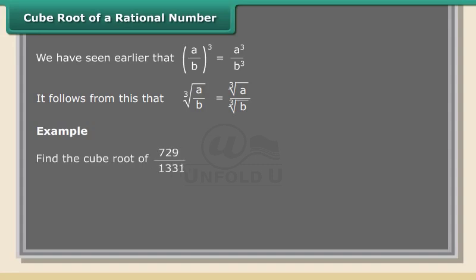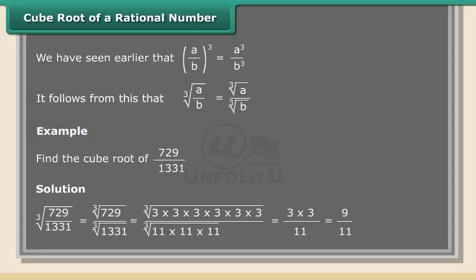Example, find the cube root of 729 upon 1331. Solution. Cube root 729 upon 1331 is equal to cube root 729 upon cube root 1331, which is equal to cube root 3 into 3 into 3 into 3 into 3 into 3 upon cube root 11 into 11 into 11, which is equal to 3 into 3 upon 11, which equals 9 upon 11.